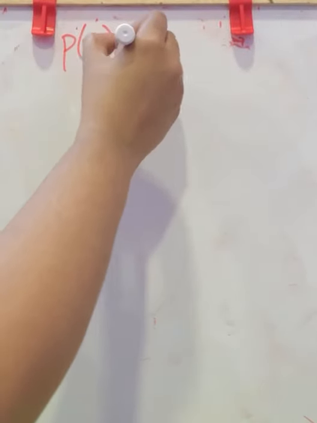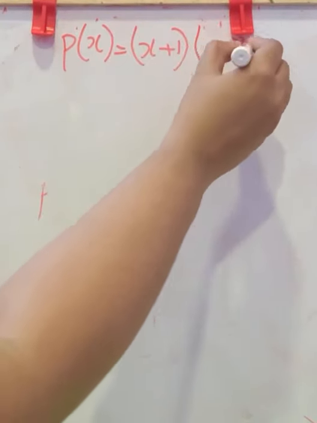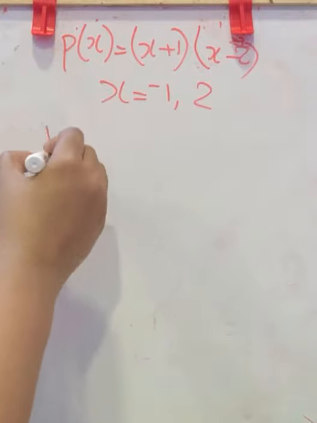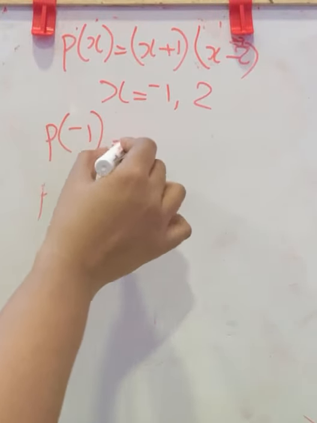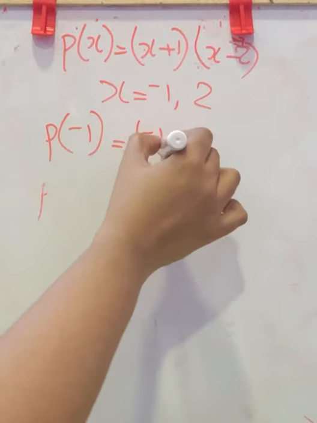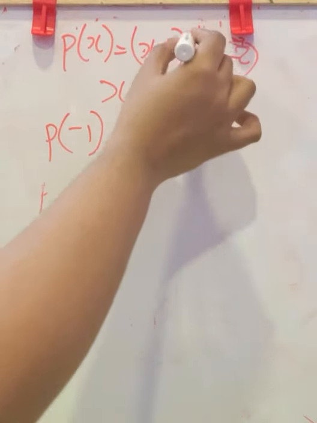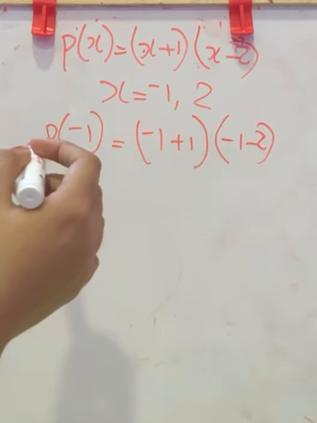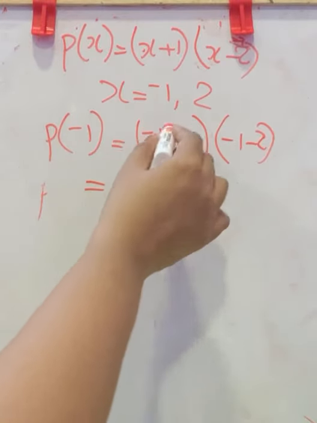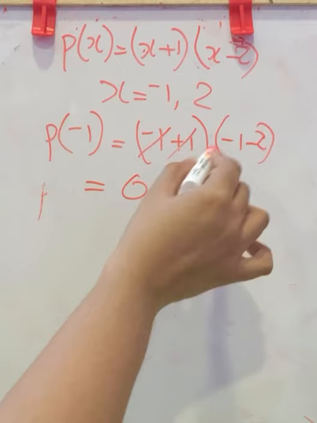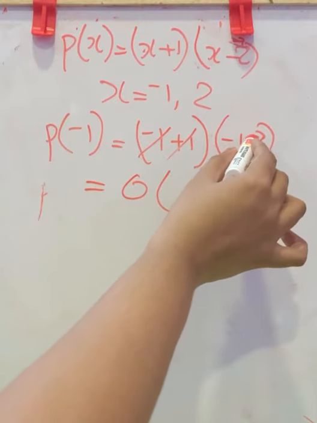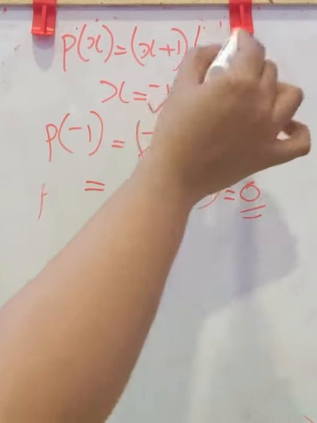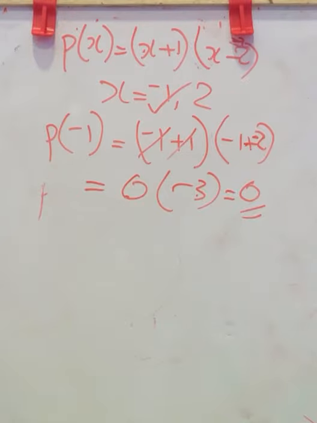P of x is equal to x plus 1 into x minus 2. And we want to check x is equal to negative 1 and 2. Value of x is equal to negative 1, that is P of negative 1 is negative 1 plus 1, close the bracket. In other bracket, negative 1 minus 2. We will do inside the bracket first. That is negative 1 plus 1, additive inverse, becomes 0. So 0 into, here minus becomes addition and here sign changes. Result is negative 3. 0 into negative 3 is 0. Yes, this is a zero of this polynomial, because our result is 0.